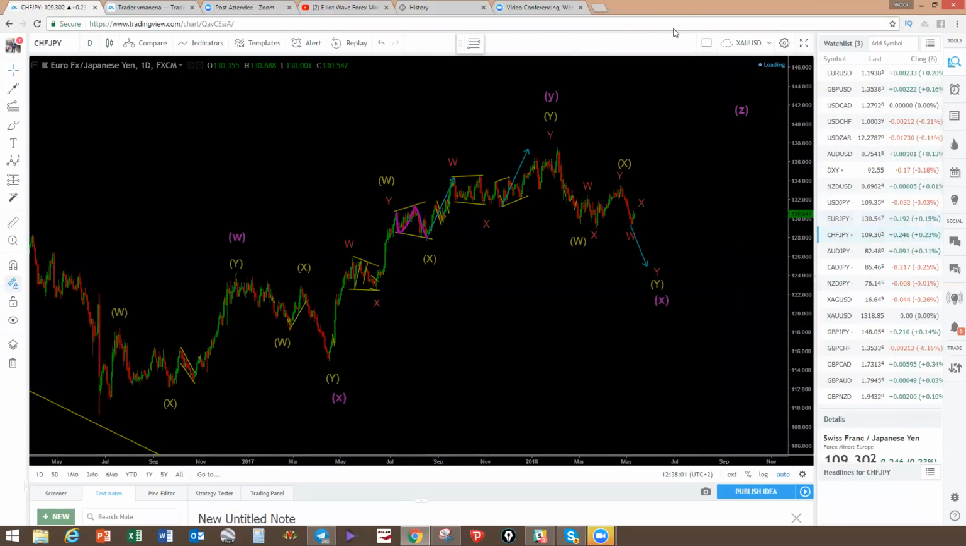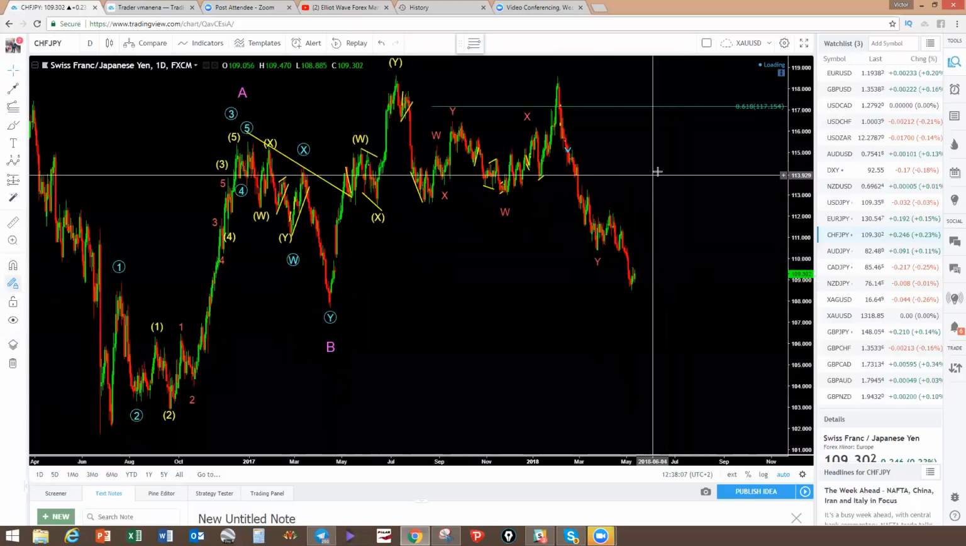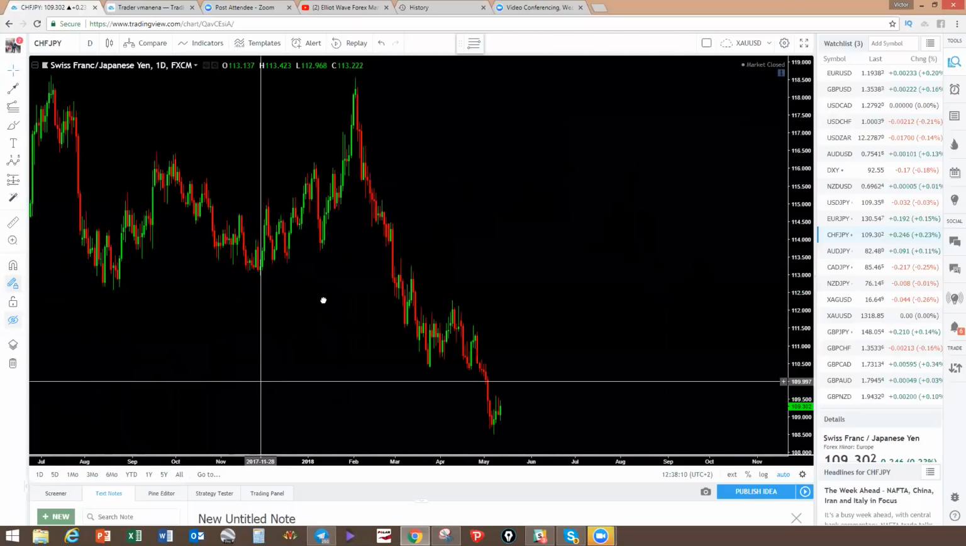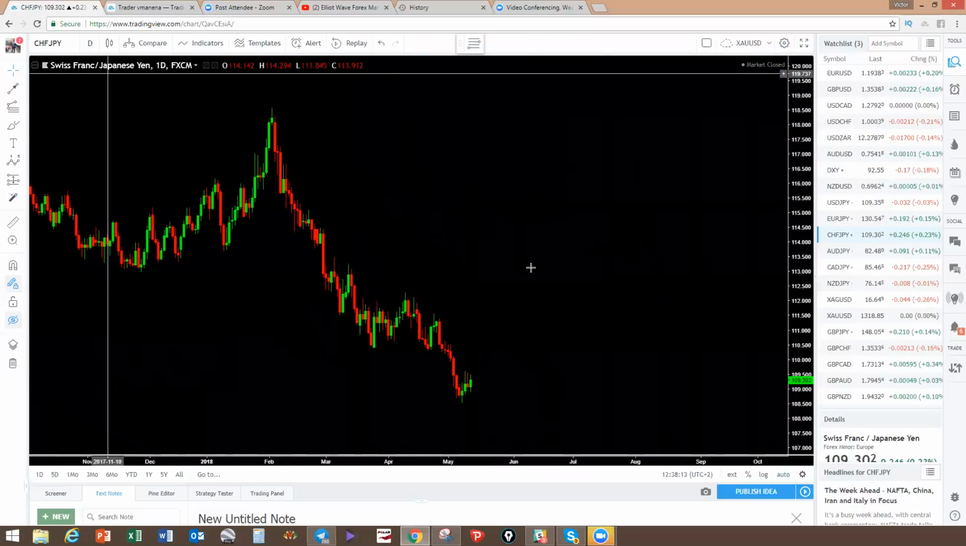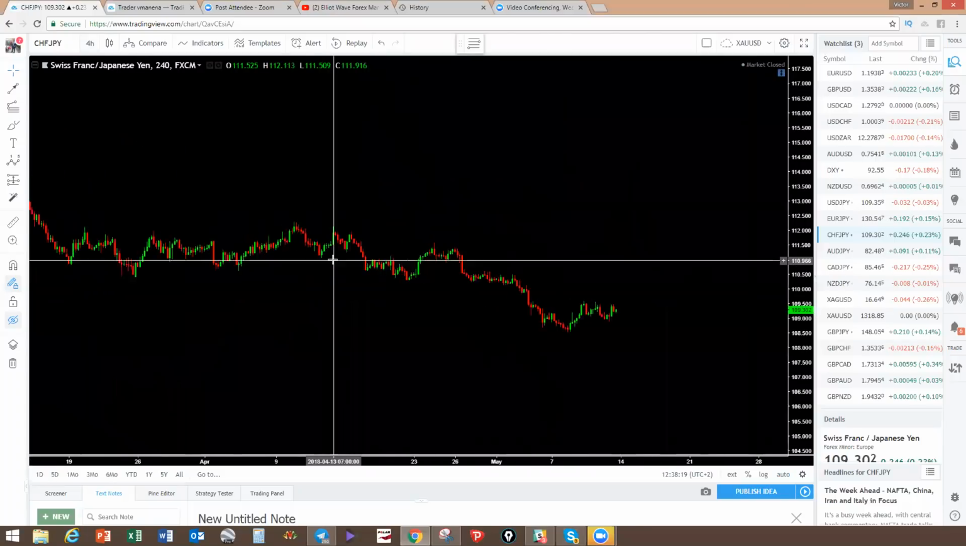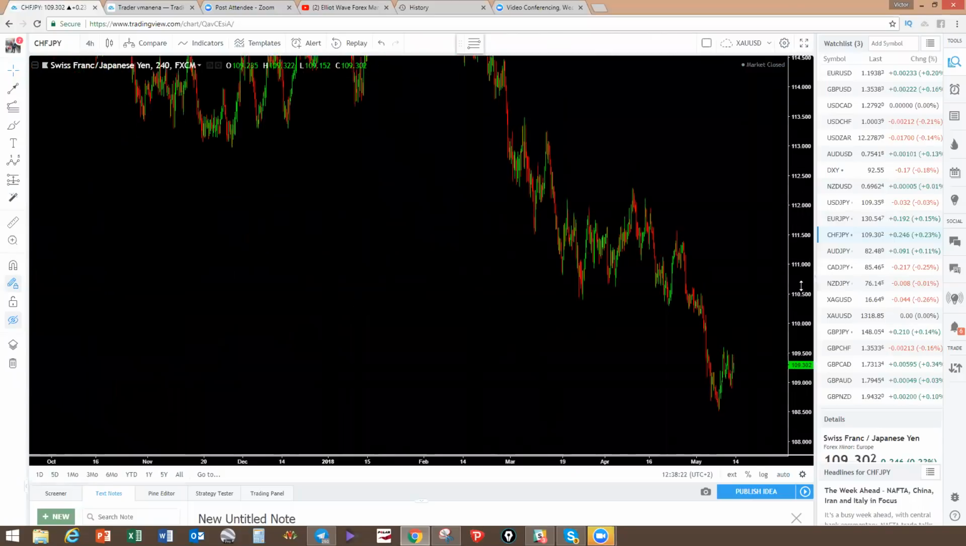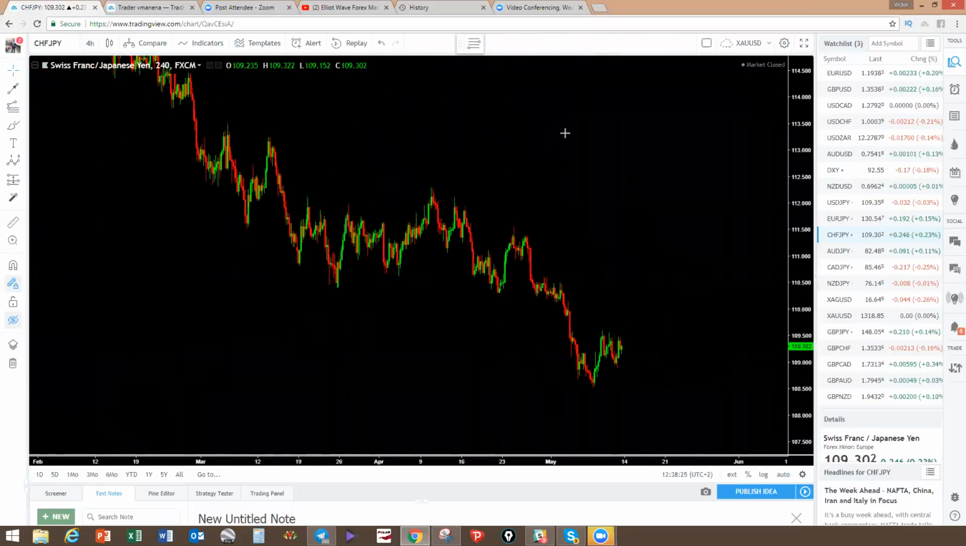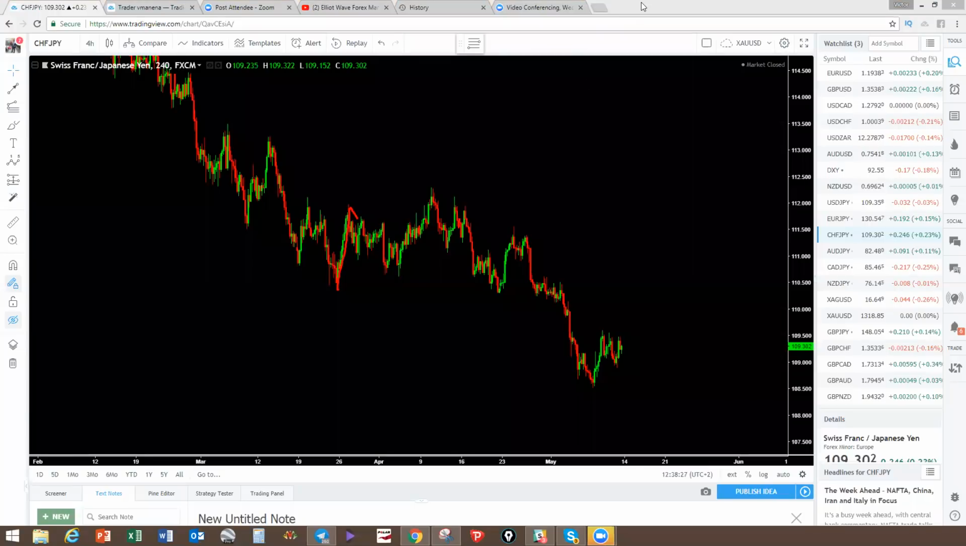Chief JPY. So Chief JPY, if you look at the structure here, let's go for the four hour on Chief. So this structure here that has already happened on Chief JPY is the correction that we looked at on EURJPY. Okay, we focused on this a couple of weeks back that we wanted this to tag and reverse. So it tagged and gave us this structure, which is a clear zigzag here, and then we reversed.